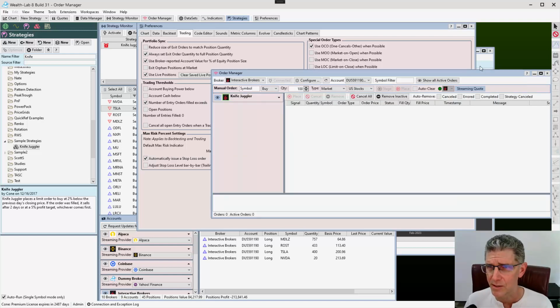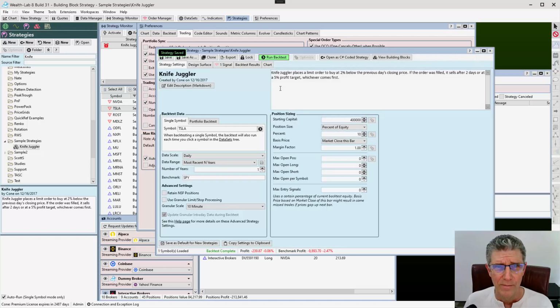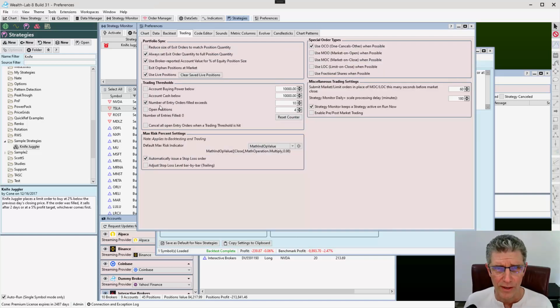So I was using 10%. Let's go back to the strategy. 10% sizing. So without margin, I would expect I could have a maximum of 10 positions. So you could stop your trading as the number of entry orders exceeds a certain number, the number that you set here.